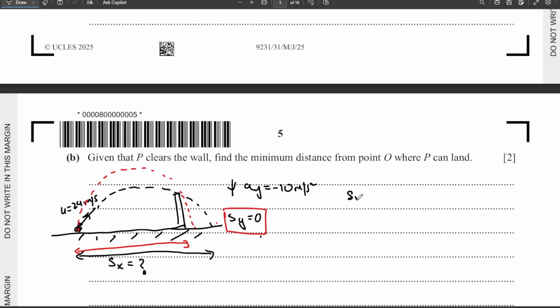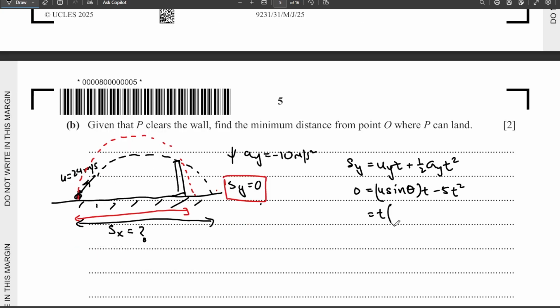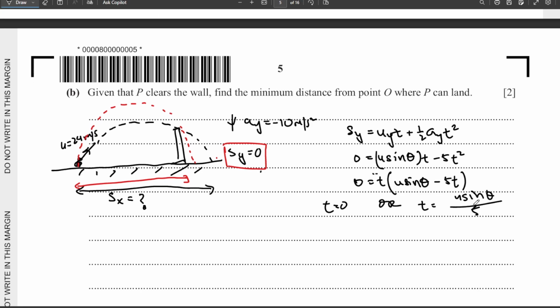We have everything else except the time. So we're going to use the same equation: sy is uyt plus half ayt squared. Sy is 0, uy is u sine theta, and half of ay is a negative 5t squared. Here we can factorize the equation a bit. So either t equals 0 or t equals u sine theta over 5.